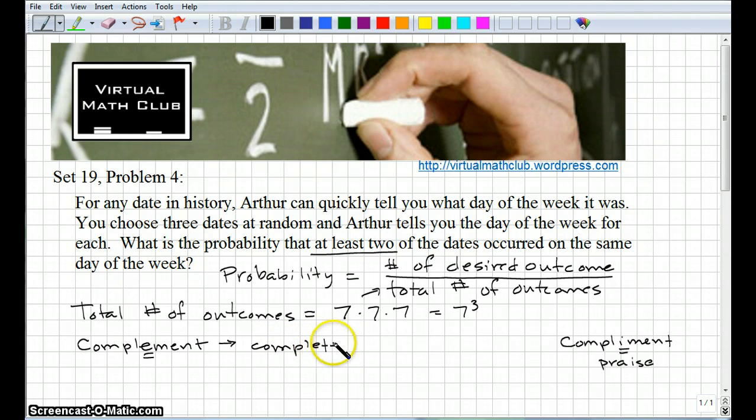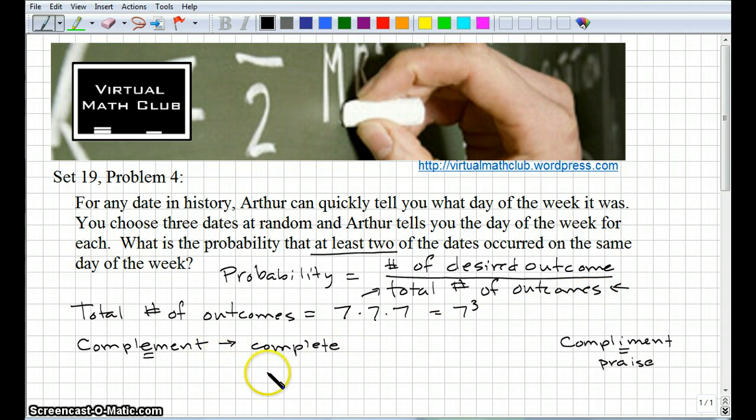So the complement of something is something that completes it. Here we have the number of desired outcomes, which is at least 2 dates that are the same. And the complement of that, with an E, is sort of the opposite of that. This would be either 2 dates or 3 dates the same, right? So the complement, the opposite of that, would be where we have no dates the same. So we have 3 different days of the week for the dates that we choose. And that would complete the whole: if we were to add up the number of ways where we had no dates the same, 2 dates the same, and 3 dates the same, that should add up to the total number of outcomes. So it completes the whole.